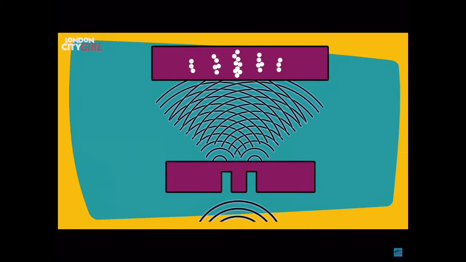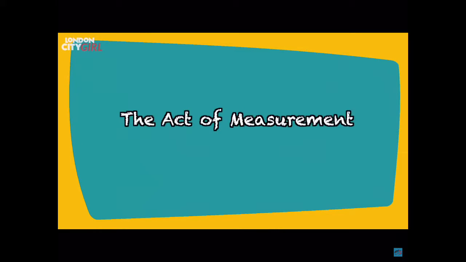It seems as if the electron is not in a fixed position but has different probabilities of being in many different places at once. The act of measurement.